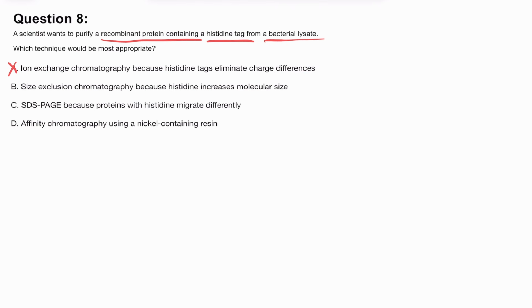B. Size exclusion chromatography, because histidine increases molecular size. Well, remember, we're using a histidine tag because we want our method of purification to be selective for the histidine tag. So yes, will adding a histidine tag increase molecular size? Technically, yes, but it won't do so in an appreciable way. Remember, we're only adding 6 histidines. If you have a peptide that's hundreds of thousands of amino acids long, adding 6 histidines isn't really going to change the molecular size in any appreciable way.